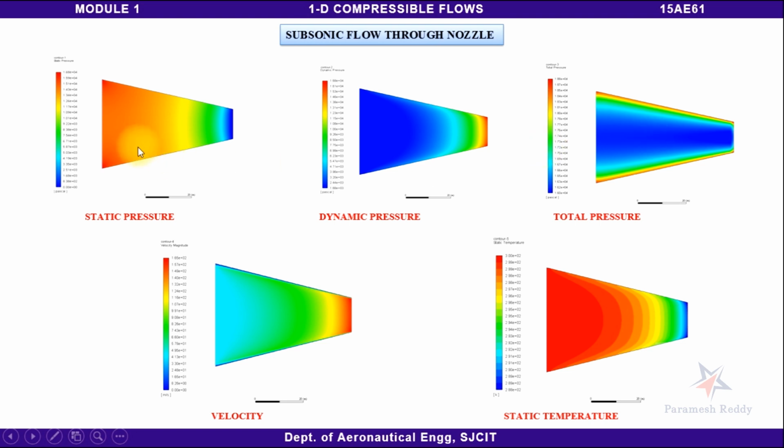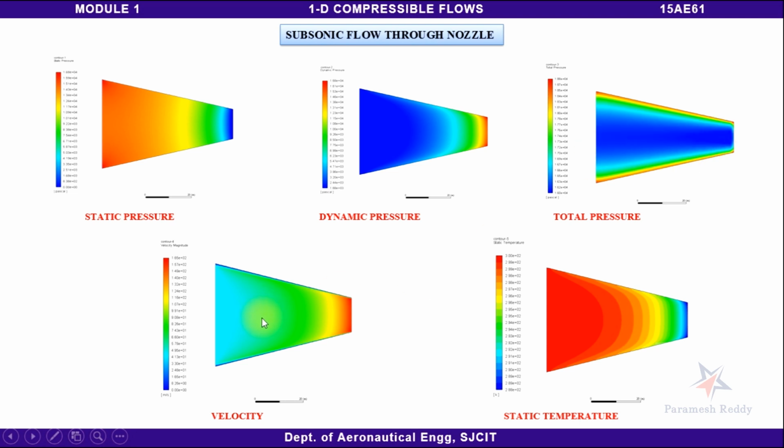Observe here, as it passes through the nozzle, static pressure is decreasing. You can see the red color represents the highest component, whereas the blue color represents the lowest component. That means the static pressure is decreasing through the length of the nozzle. What happens to the dynamic pressure? Dynamic pressure is half rho V infinity square, so the velocity is increasing. Hence we can clearly observe that since the velocity is increasing, the dynamic pressure is increasing through the nozzle. What happens to the total pressure? Total pressure remains constant through the flow of the nozzle.